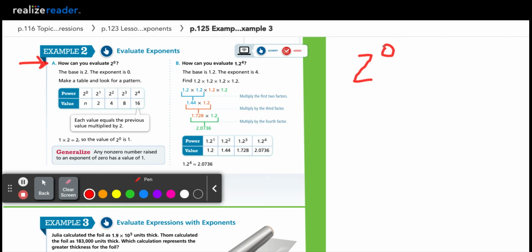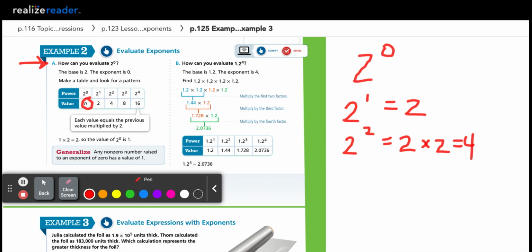They say to make a chart to notice a pattern. Well, 2 to the 0 power, they just plugged an n in there. They're not sure what n equals. But 2 to the first power just equals 2. 2 to the second power would be 2 times 2, which is 4. 2 to the third power is 8. 2 to the fourth power is 16. So it says each value equals the previous value multiplied by 2.